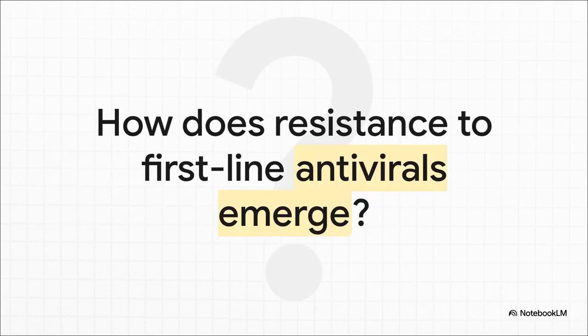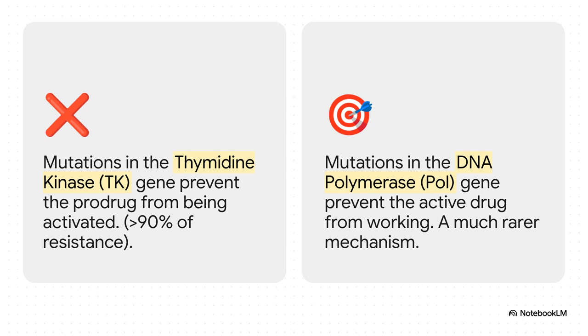So we've mentioned resistance, but what's actually happening? How does the virus pull this off on a molecular level? Well, there are two main ways the virus outsmarts the drugs. The most common one, by a long shot, involves a mutation in the viral thymidine kinase gene, or TK gene, that's UL23. See, acyclovir is a prodrug. It needs the virus's own TK enzyme to flick the on switch. If that enzyme is broken because of a mutation, the drug just sits there, completely useless.